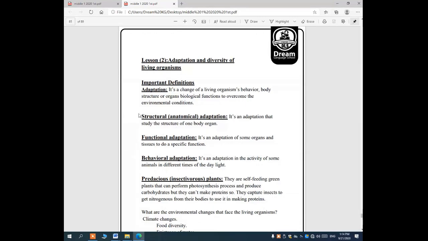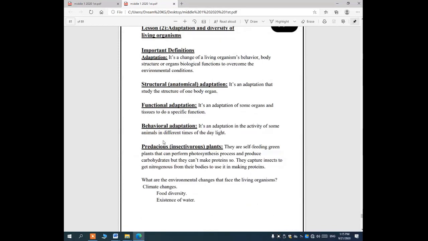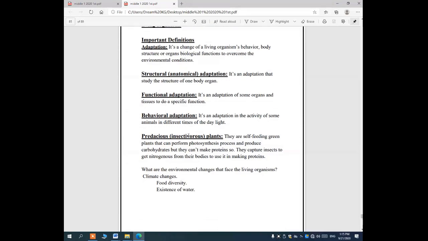So we have three types of adaptation here: structural adaptation, which is adaptation in the structure of the body. Functional adaptation, an adaptation of some organ or tissue to do a specific function. It is a modification found in the tissue or the organ itself to do a specific function. And finally, we have the behavioral adaptation, which is adaptation in the activity of some animals at different times of the day and night.